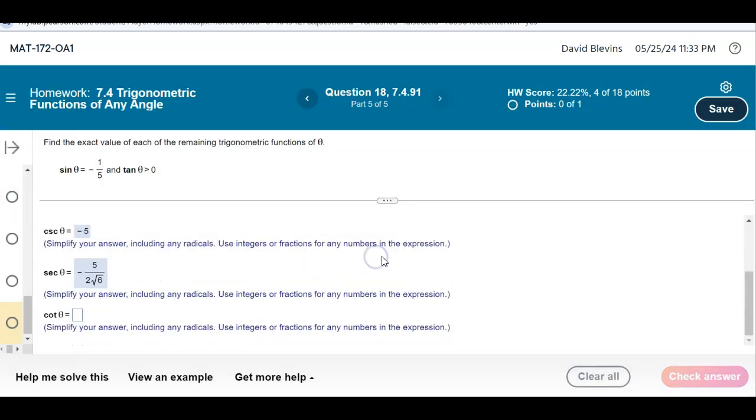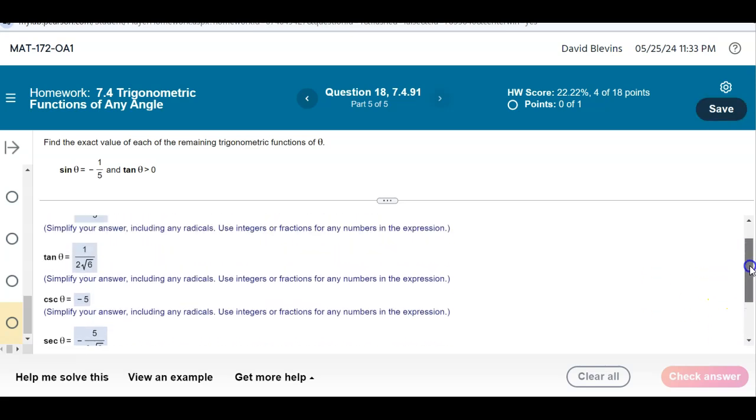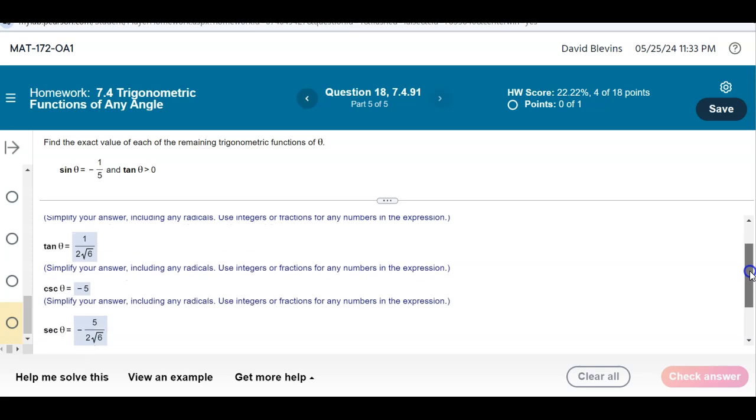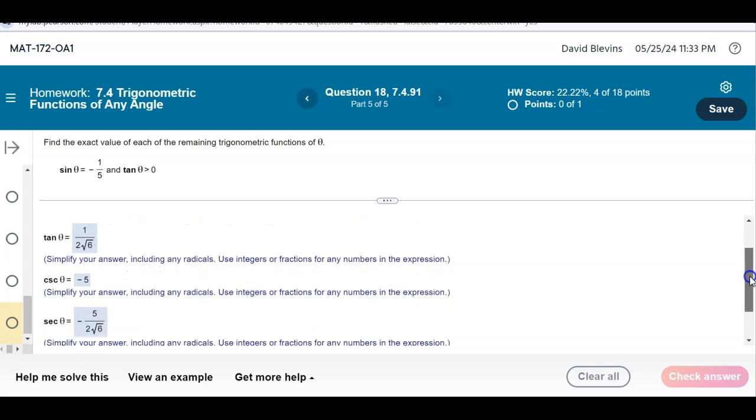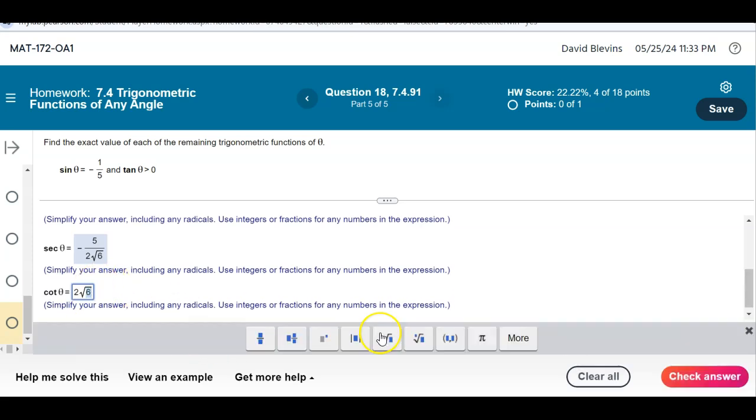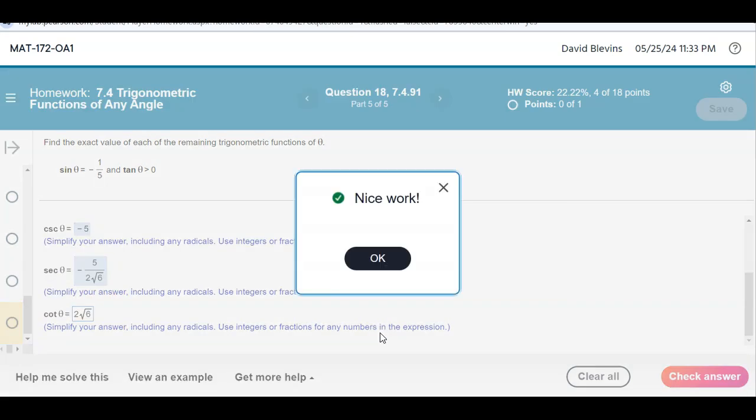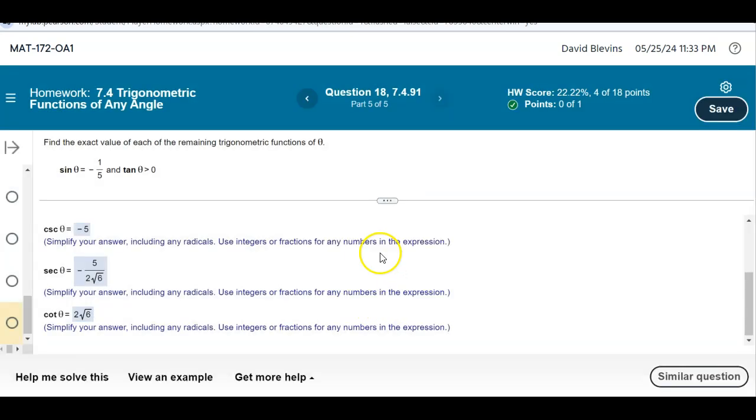All right, and then finally, cotangent is the reciprocal of tangent. So tangent was 1 over 2 square root of 6. Flip that over, you'd have a 1 on the bottom. So it's just the denominator, 2 times the square root of 6. Remember, when you have a 1 on the bottom, that's division by 1. You don't need to write it. All right, so there is how we can go through there and find these values of all 5 other trig functions if we're given one, and just the sign of another that puts us in the correct quadrant.